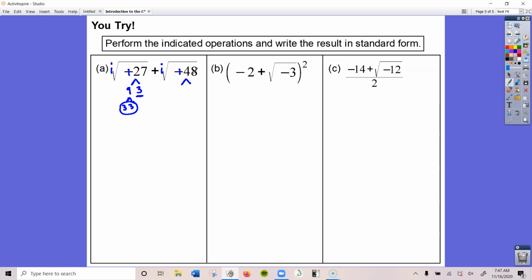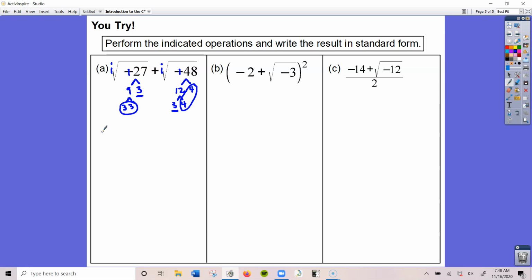The two numbers that multiply to give you 48 are 12 and 4. And then 12 can be further broken down to 3 and 4. So here's a pair of 4s, and this 3 has to stay inside. So now let's rewrite this using our simplified square roots.